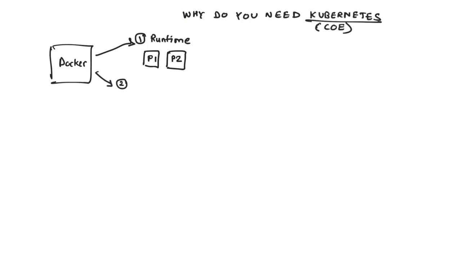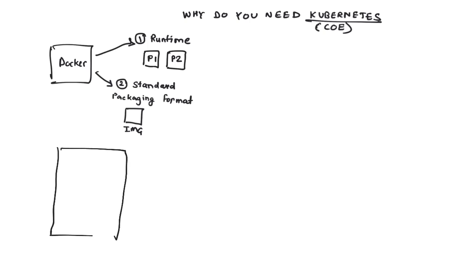The second thing that Docker offers is the hermetic images, or the standard packaging format. So once you package your application along with the runtime and create an image with it, it can run on your local machine or a laptop. It can run in a dev environment locally. It can run on a cloud in a production environment in the same way. So that's the standardization that it offers.